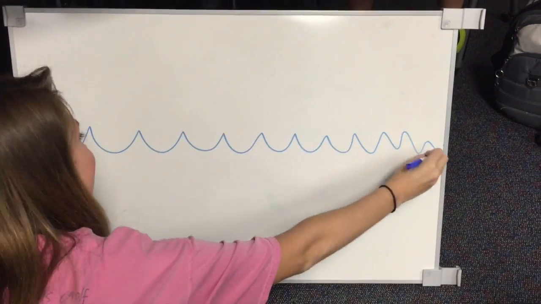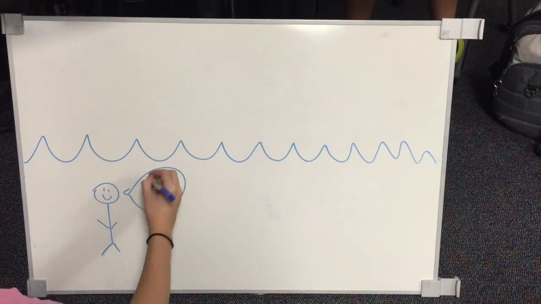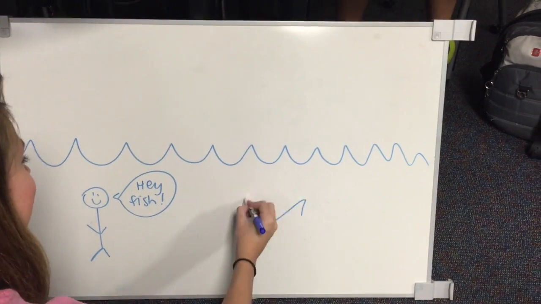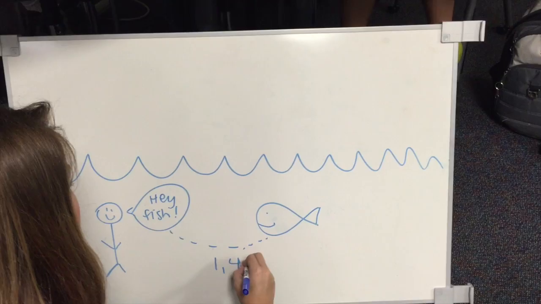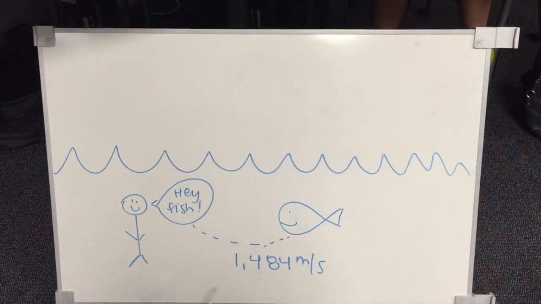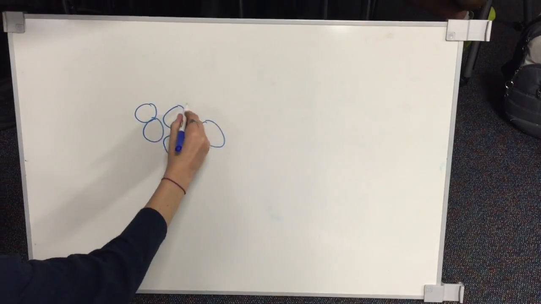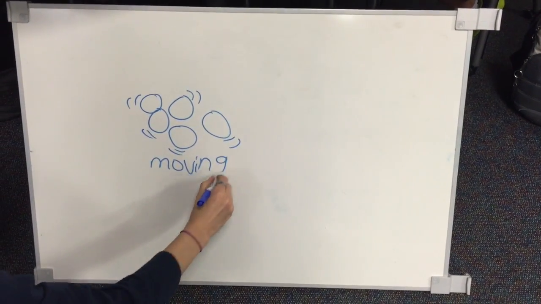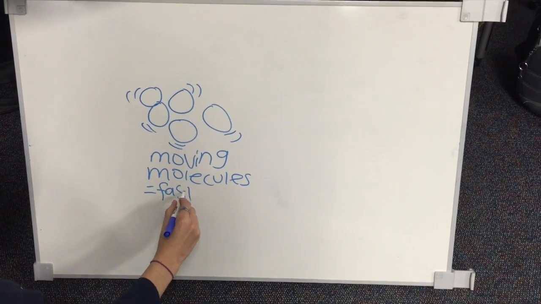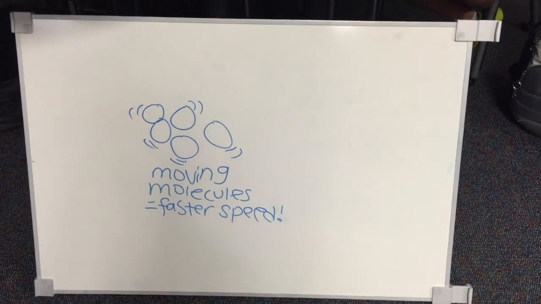In liquid, molecules are closer together than in air. Sound travels 1,484 meters per second through water. If you scream at the fish underwater, your voice will travel faster than in air. Through a solid, sound travels the fastest. Additionally, sound travels slightly faster in warm air than cool air because the molecules are moving around.